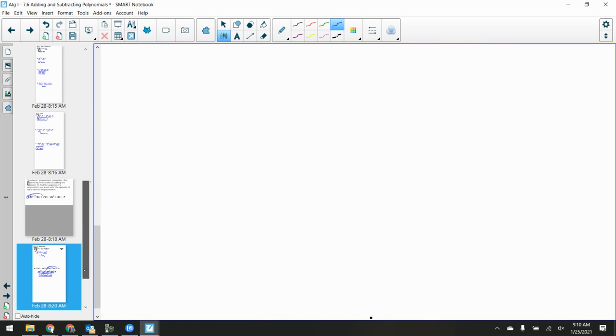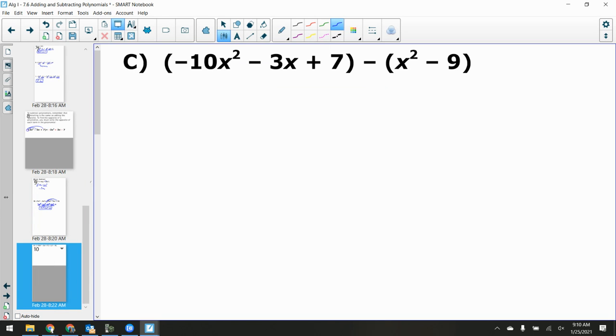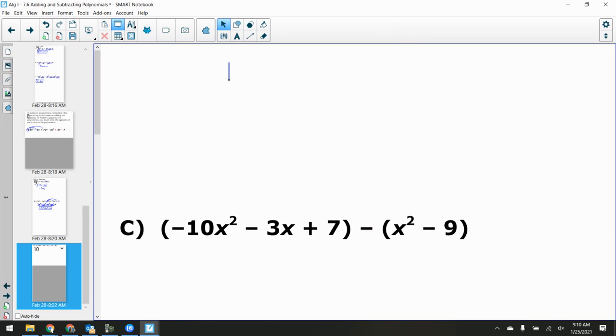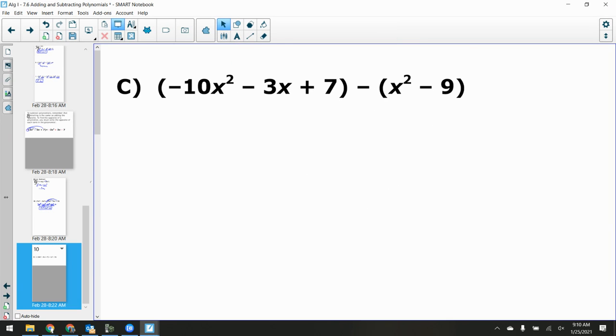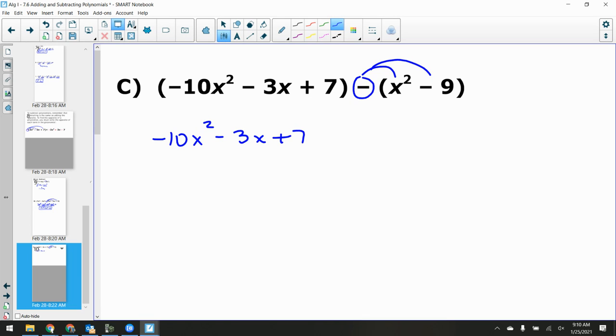Let's take a look at our last two. I distributed my negative to here and here. I leave my entire first polynomial exactly as it is. I don't change any signs for my first one. I only change the second one. It becomes a minus x squared, and then what? Plus 9.